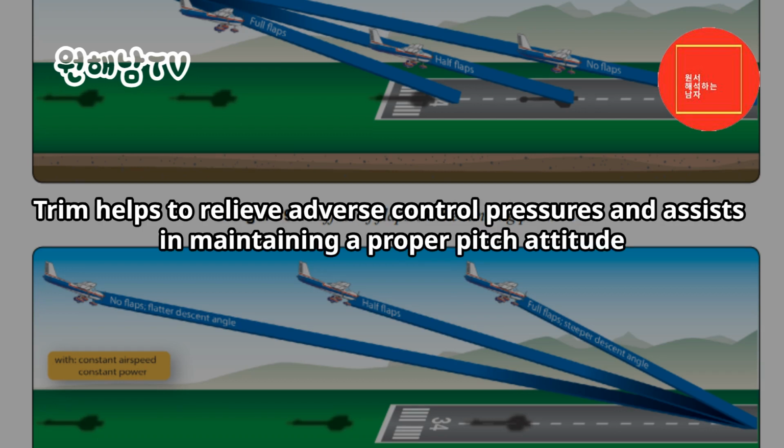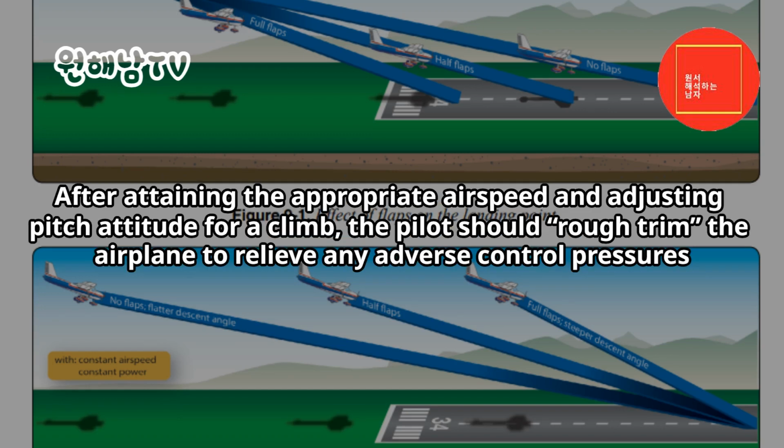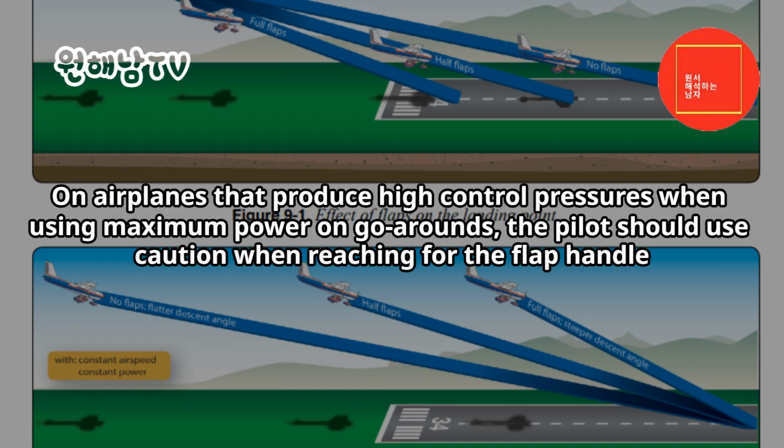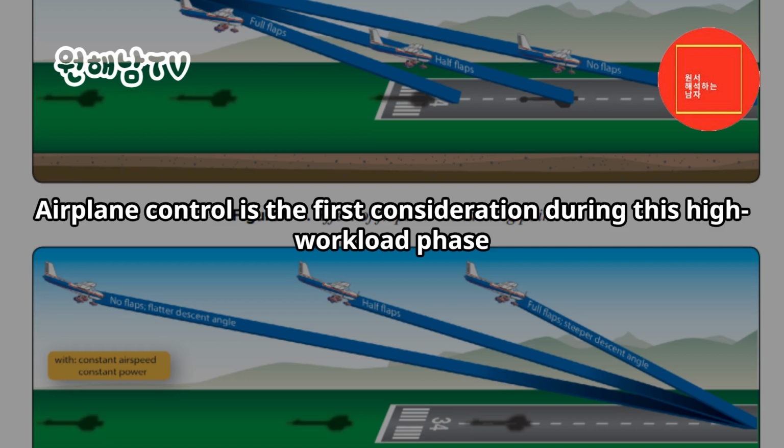Trim helps to relieve adverse control pressures and assists in maintaining a proper pitch attitude. After attaining the appropriate airspeed and adjusting pitch attitude for a climb, the pilot should rough trim the airplane to relieve any adverse control pressures. More precise trim adjustments can be made when flight conditions have stabilized. On airplanes that produce high control pressures when using maximum power on go-arounds, the pilot should use caution when reaching for the flap handle. Airplane control is the first consideration during this high workload phase.